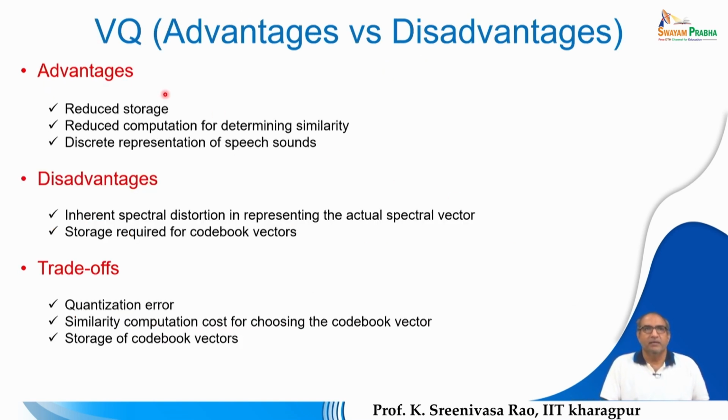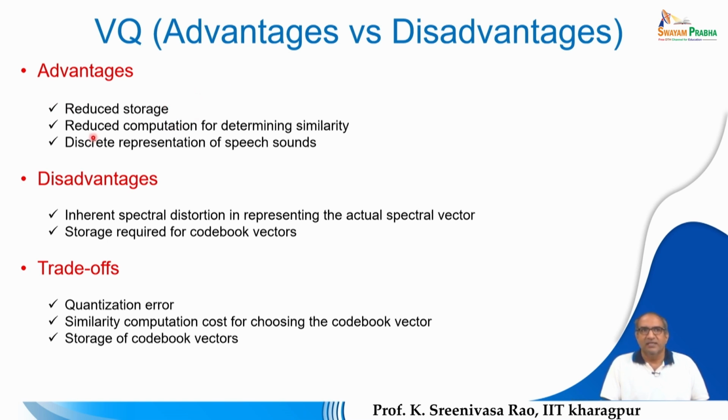Now, by using this vector quantization, we will look at what the advantages and disadvantages are. The advantages are very clear. One advantage is reduced storage. That means we can represent the speech in a very compact way, not only speech, but any signal. So the storage required for representing and storing that information is very small. Reduced storage is nothing but compact representation.